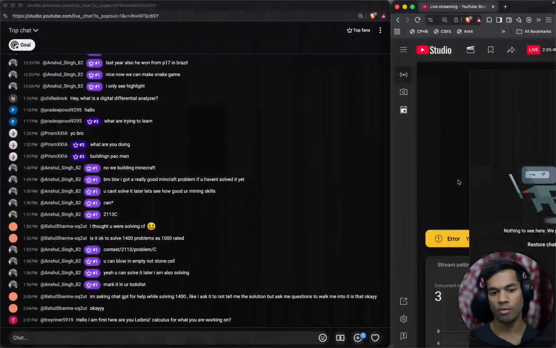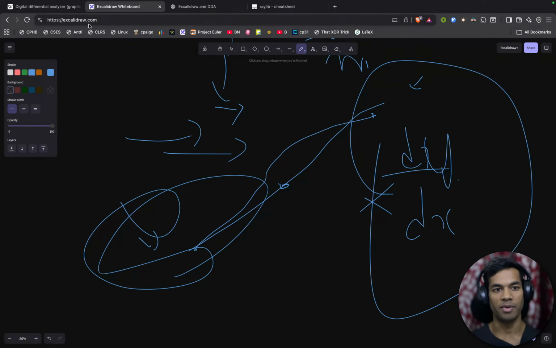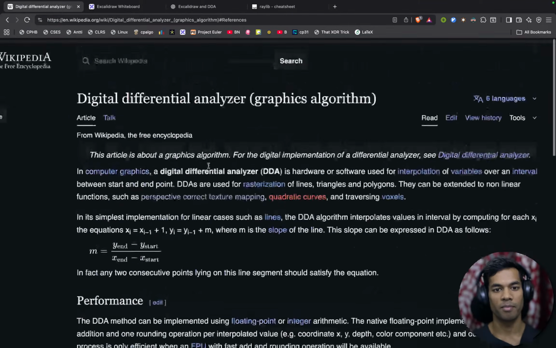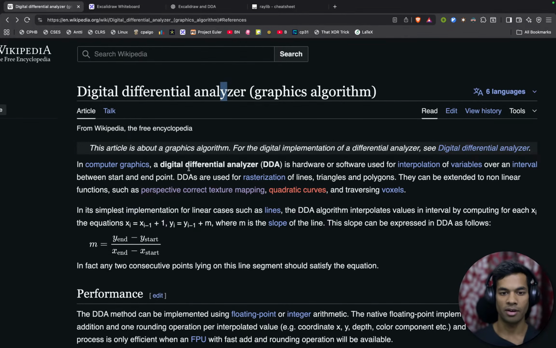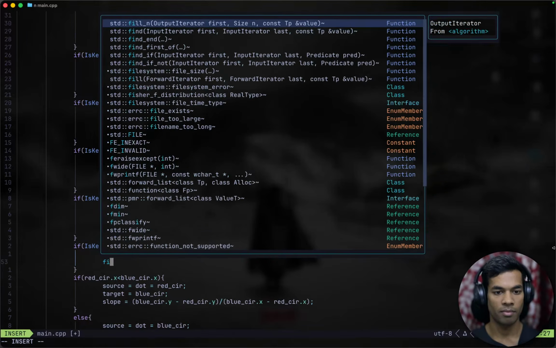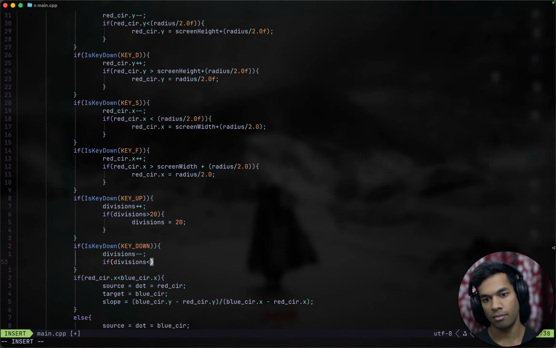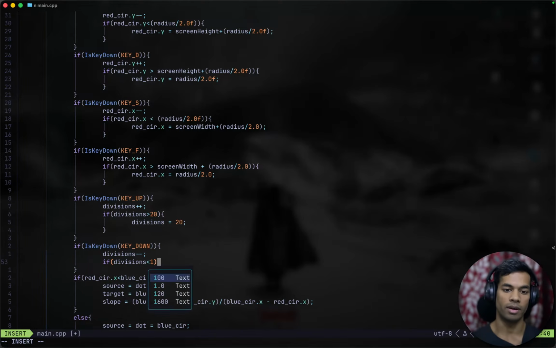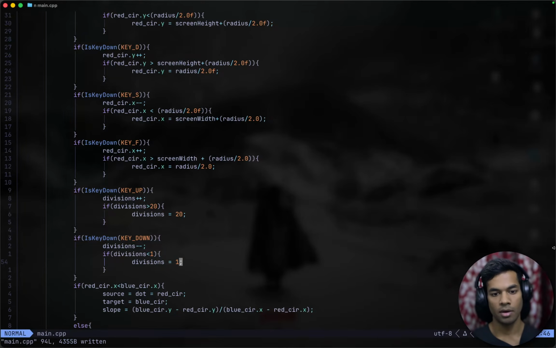And I don't get why we would even need calculus here. I mean, yeah, it is in the name, I guess, digital differential analyzer. But since our function is a normal linear function, we can work with slope. Normal slope checks out. If divisions smaller than 1, then divisions equals 1. We won't make it smaller than 1.